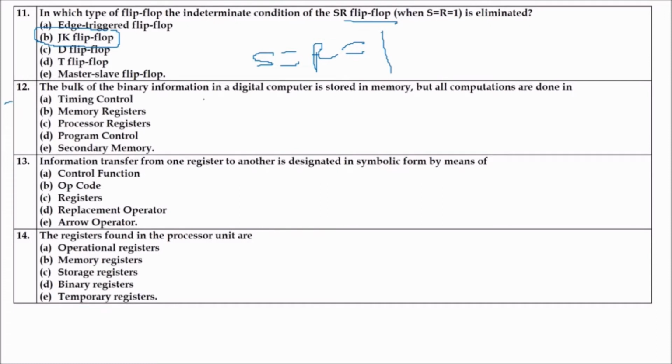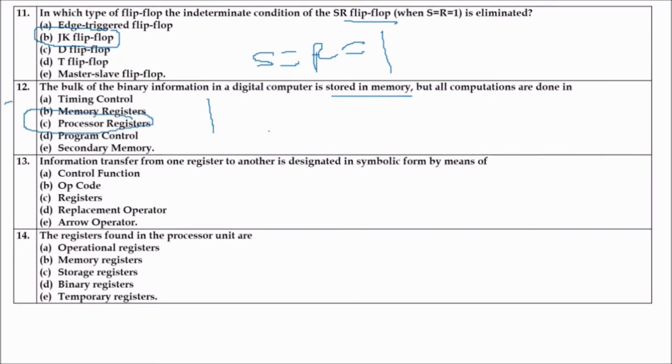Next is, the bulk of the binary information in a digital computer is stored in memory. But all computations are done where? See, the bulk is in the memory. So computations are done where? These are options for you. Give me the correct answer. The answer is processor registers.